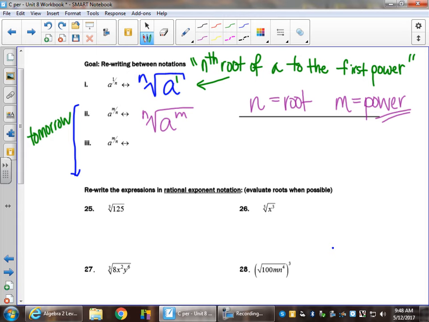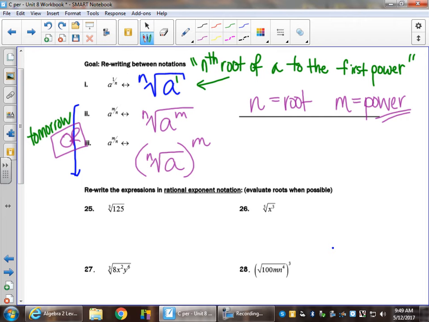Now we have 2 ways of actually writing this. Do you notice how numbers 2 and 3 are the same? Because this power, this m, could either be under the radical or outside. So we could write this as nth root of a to the m. If you would like me to show you the math behind why that works, it's all about exponent properties. So I definitely can do that. Let me know after class and I'll show you how that works.